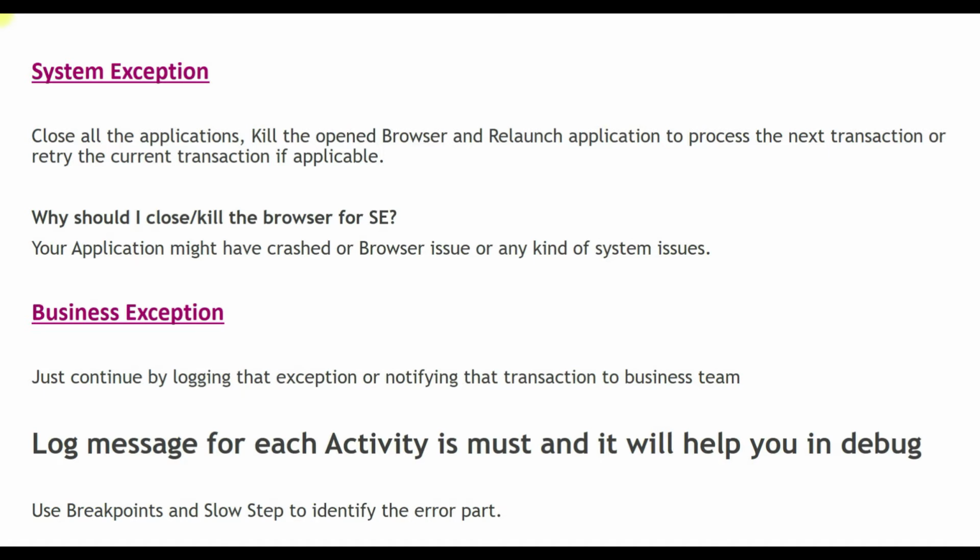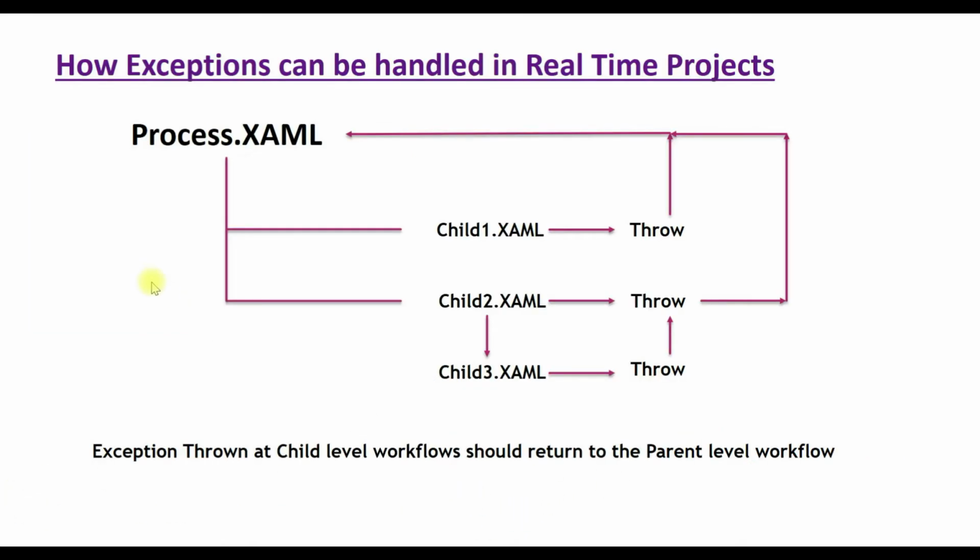Okay. Business exception: if a business exception occurs, the bot can pick up the next transaction just by notifying that exception to the business team. And use breakpoints and slow step to identify the error path. These are the things useful in the debug process.